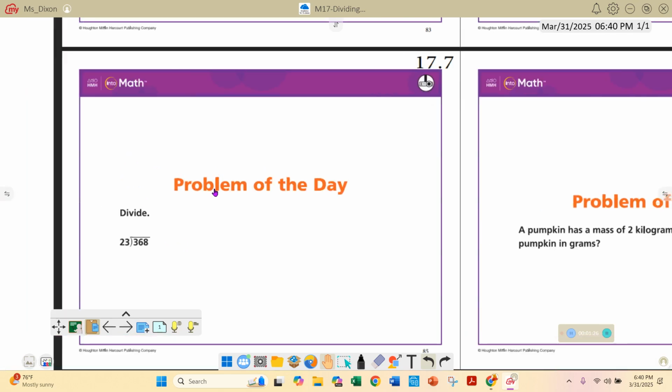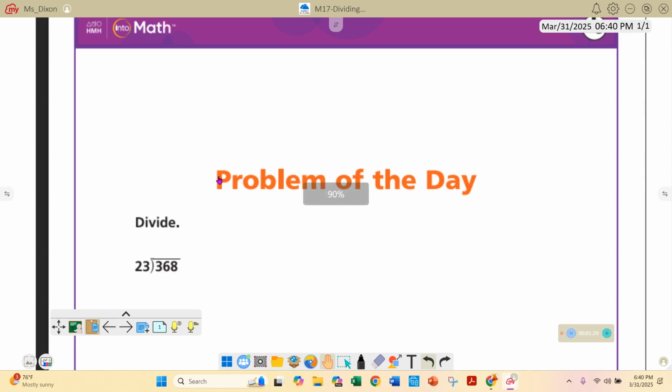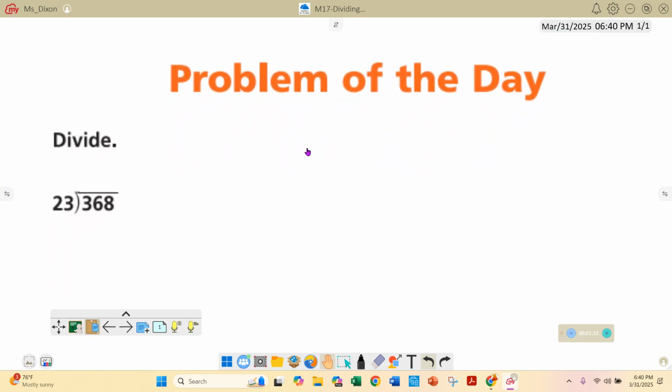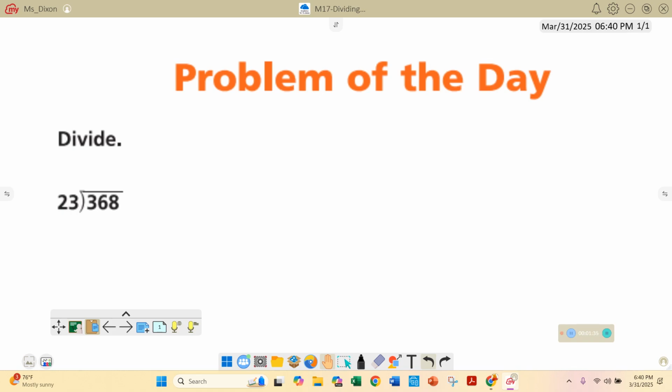All right, so let's start off with our problem of the day that's going to be assigned to y'all today. That is page 85, where we are looking at dividing with a multi-digit divisor. That is the number outside of the house being more than one number. So we are looking at 368 divided by 23. All right, so let's go ahead and get started.